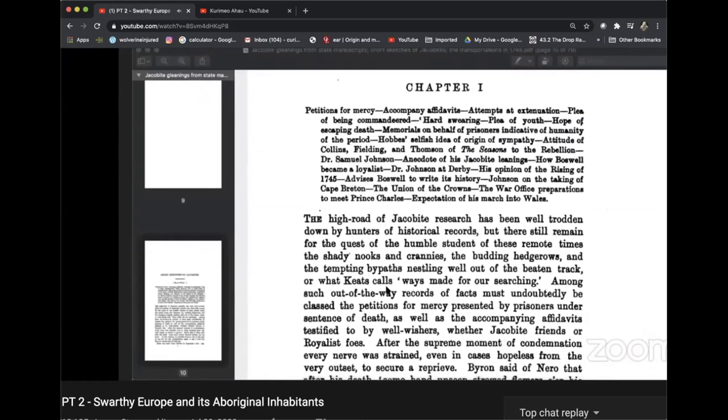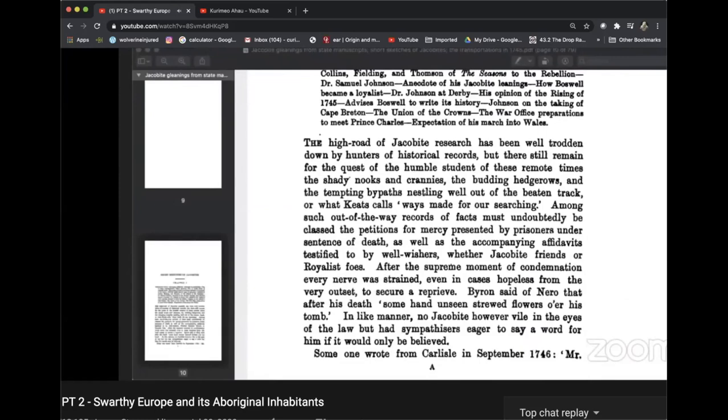It says the high road of Jacobite research has been well trodden down by hunters of historical records, but there still remain for the quest of the humble student of these remote times the shady nooks and crannies, the budding hedgerows and the tempting bypaths nestling well out of the beaten track, or what Keats called ways made for searching.